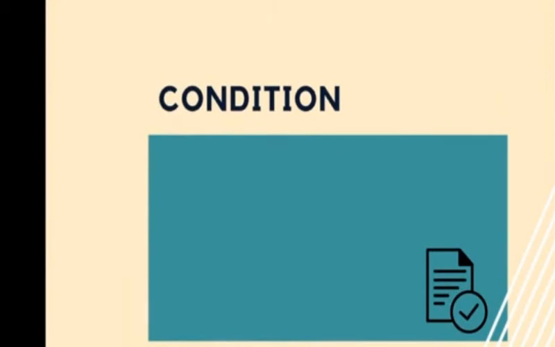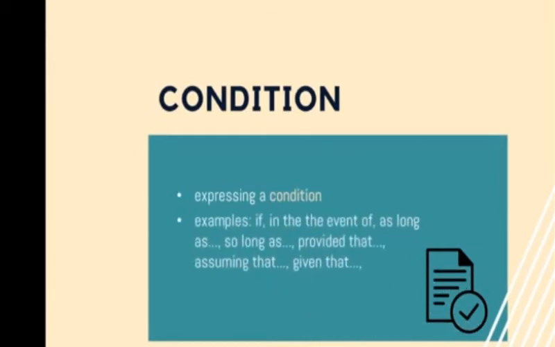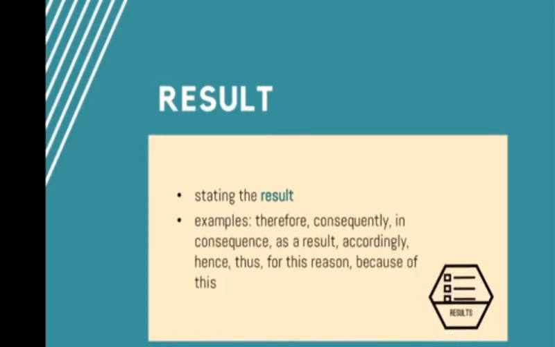Condition. The role of discourse markers under this category is to express a condition. Examples of discourse markers under this category are if, in the event of, as long as, so long as, provided that, assuming that, given that. Lastly, result. Discourse markers under this category are used to state a result or effect. Examples of discourse markers under this category are therefore, consequently, in consequence, as a result, accordingly, hence, thus, for this reason, and because of this.